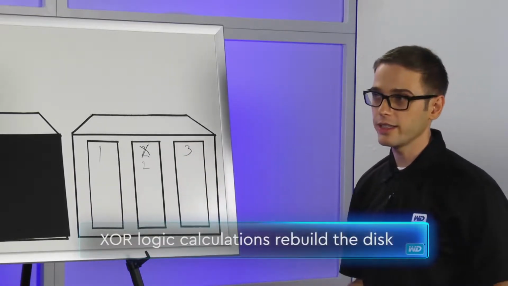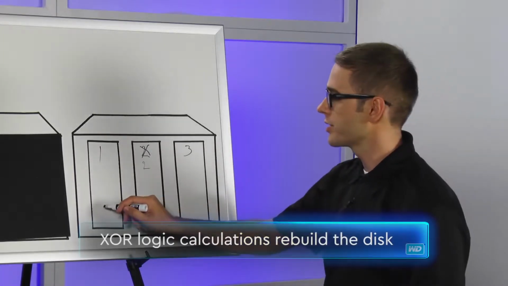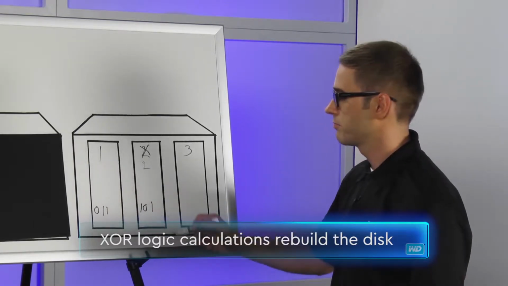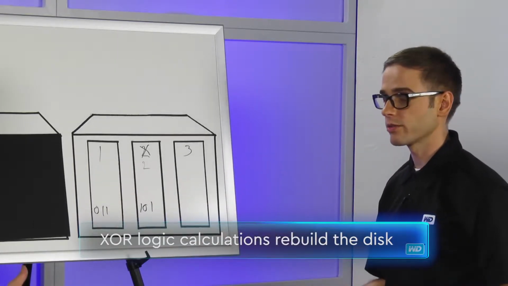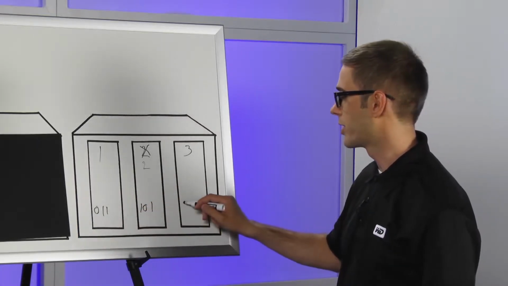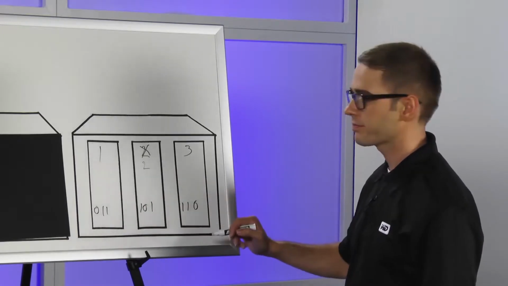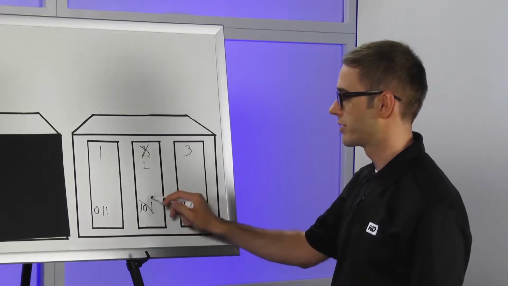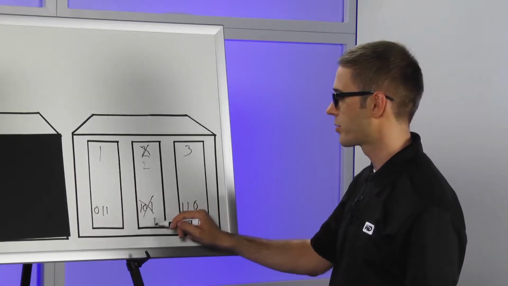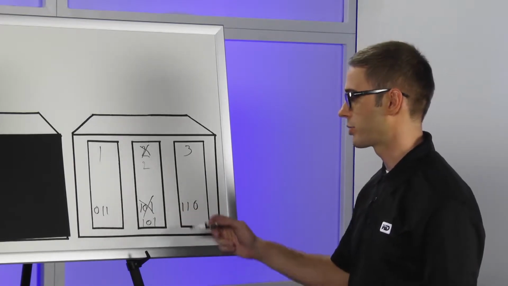In actuality, it does what's called an XOR logic calculation. So let's just say all of your data is 0s and 1s. So it's just a bunch of bits. It runs the XOR, so 0 and 1 is 1, 1 and 0 is 1, 1 and 1 is 0. Again, let's say disk 2 goes out. It reverses that XOR calculation. 0 and 1 is 1, 1 and 1 is 0, 0 and 1 is 1, and it's rebuilt it.